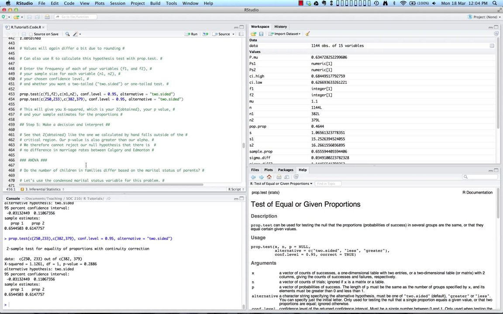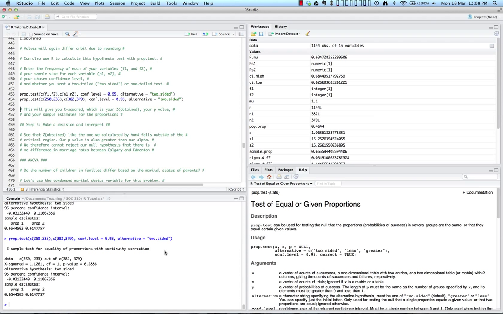So overall, we have everything together. We can move on to step number 5, where we make a decision and interpret our results. We see that our z obtained, like the one that we calculated by hand, falls outside of the critical region. Also, our p-value is greater than our alpha of 0.05. So therefore, we cannot reject our null hypothesis that there's no difference in marriage rates between Calgary and Edmonton.